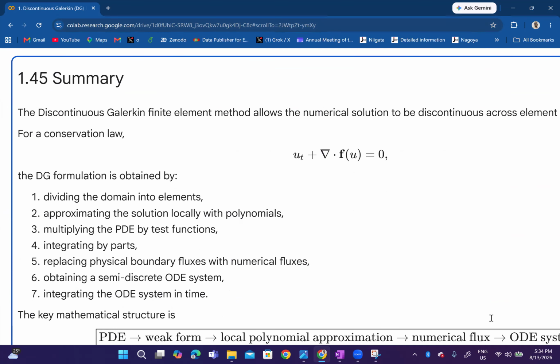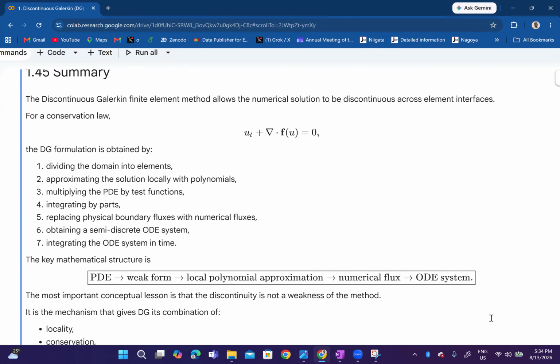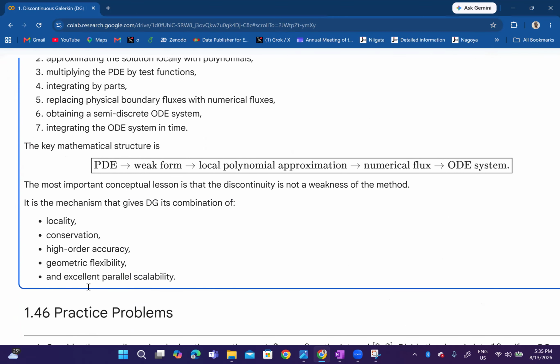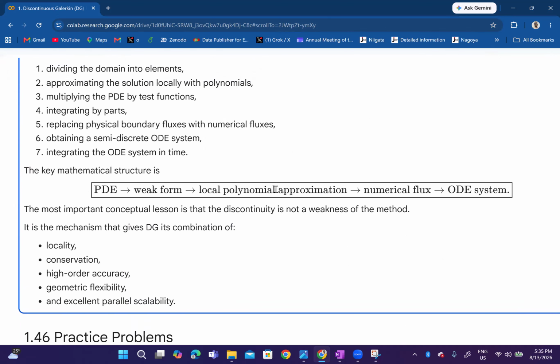And then in summary, the discontinuous Galerkin finite element method allows the numerical solution to be discontinuous across element interfaces. So for a conservation law, u sub t plus grad dot f of u equals 0, the discontinuous Galerkin formulation is obtained by dividing the domain into elements, approximating the solution locally with polynomials, multiplying the PDE by test functions, integrating by parts, replacing physical boundary fluxes with numerical fluxes, obtaining a semi-discrete ODE system, and integrating the ODE system in time. The key mathematical structure is this: PDE leading to weak form, leading to local polynomial approximation, leading to numerical flux and an ODE system, which can then easily be solved.